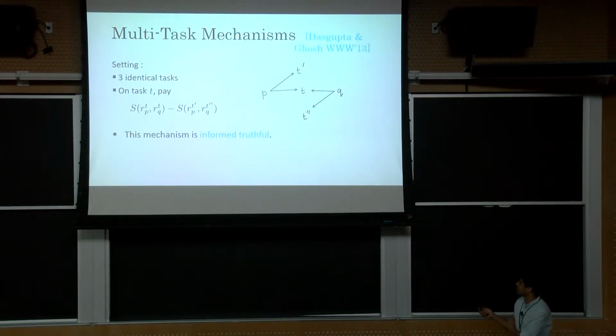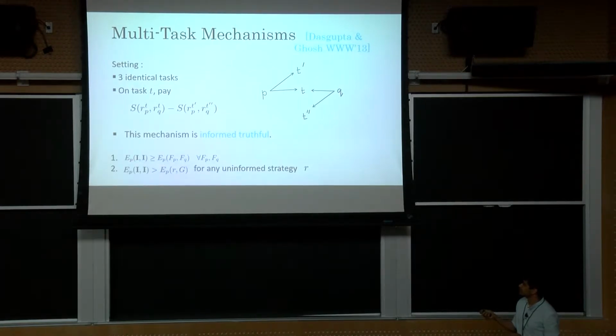Because we will be focusing on informed truthful mechanisms, let me briefly explain what informed truthful means. It means that the expected payment of user P when both of the agents play the truthful strategy is at least the expected payment when the agents play any other strategy profile. And for any uninformed strategy, the truthful payment is strictly higher. That means if we have some cost in investing effort, that can be covered by the gap.